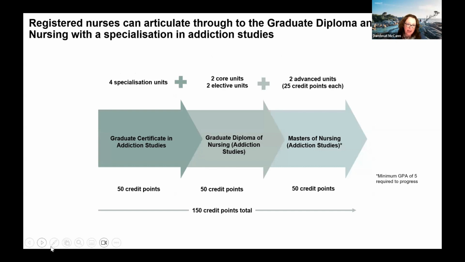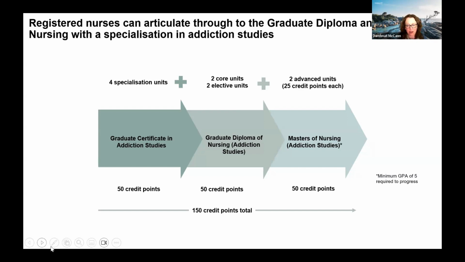So if you are a registered nurse, you can articulate through the graduate certificate in addiction studies to a graduate diploma of nursing in addiction studies and then on to a master's of nursing, a clinical master's in addiction studies. You enrol in the graduate certificate in addiction studies, and if you then decide, actually, I'd like to continue with this, you go on to the graduate diploma. That's an additional 4 units, so 8 units in total, but you get advanced standing for the 4 units that you've done in the graduate certificate, and then the master's is an additional 50 credit points on top of that.